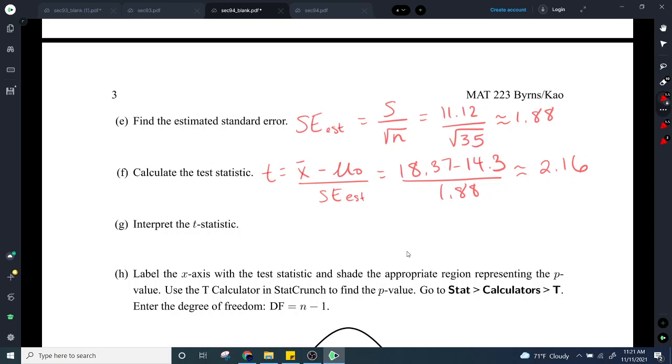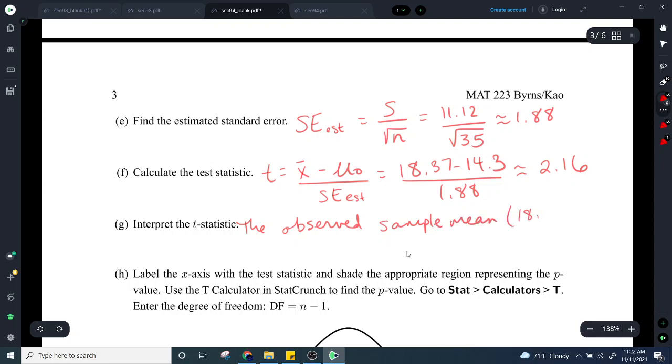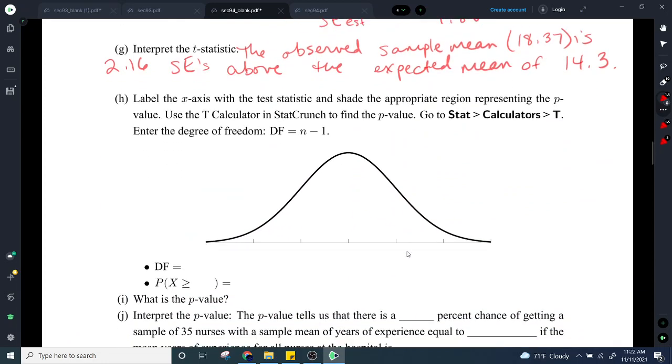So interpret the test statistic. What could we say? The observed sample mean of 18.37 is 2.16 standard errors above the expected mean of 14.3. All right, so let's draw a little picture here of what this would look like.